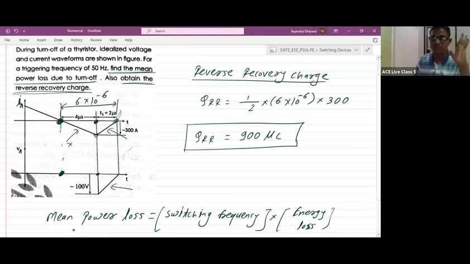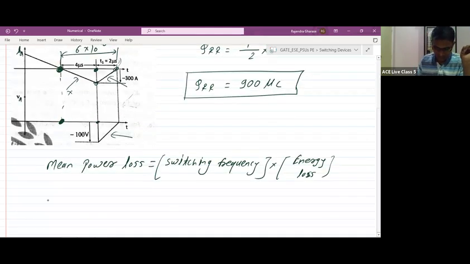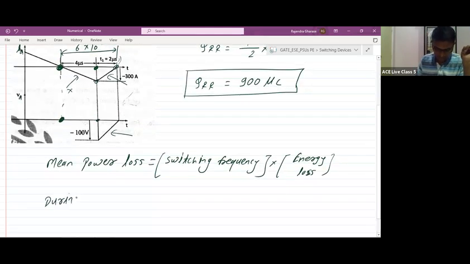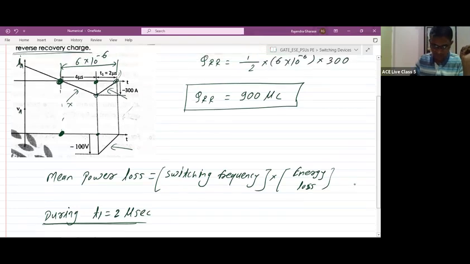Is this clear? So here we need to write the expression for these two curves, and after that we need to simplify for the energy loss, and then we can find the power loss. Is this clear, right? So what will be the expression for this curve? Let me write, during t1 is equal to 2 microsecond. Yes, what is the expression?